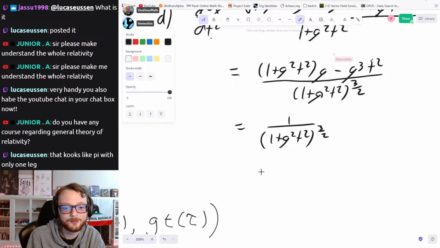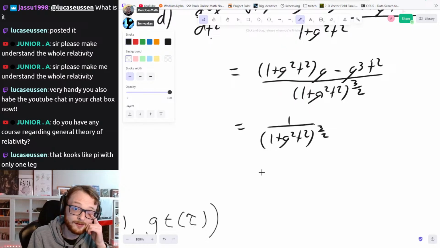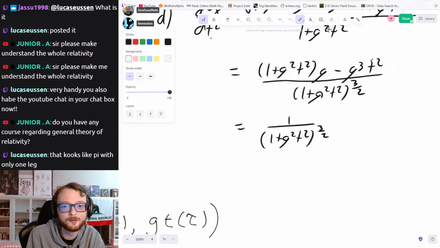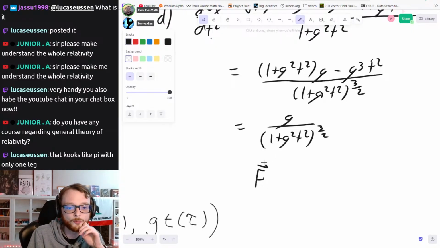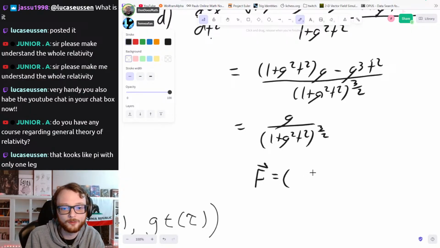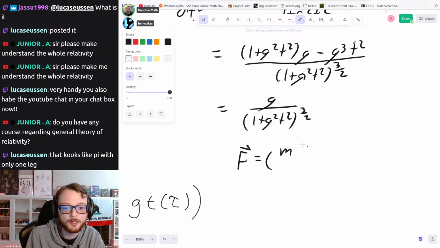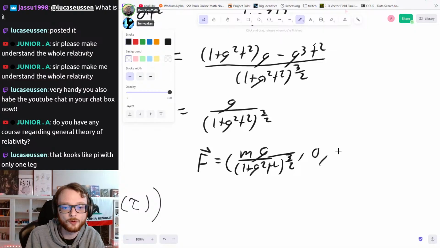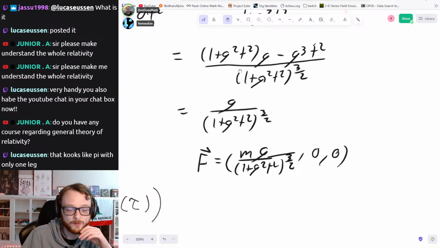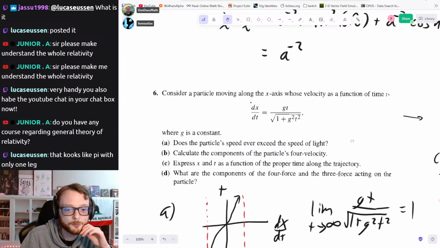So then there's still a g on top. Oh, is there? Oh, you're right. I didn't distribute the g properly. Okay, so 3 vector F is mg over 1 plus g squared t squared to the 3 over 2, 0, 0. They said the 3 vector, so I'm just being paranoid and writing out all 3 components.